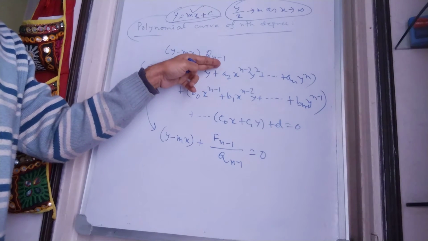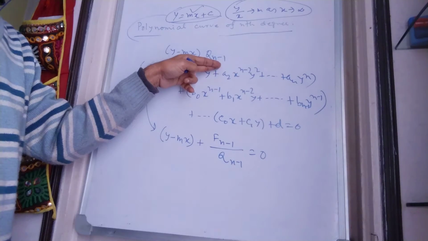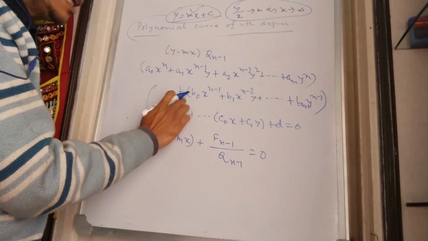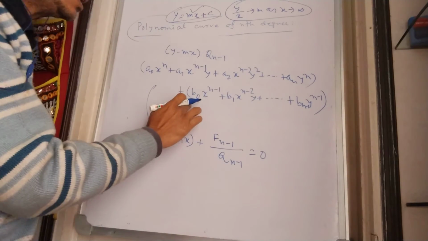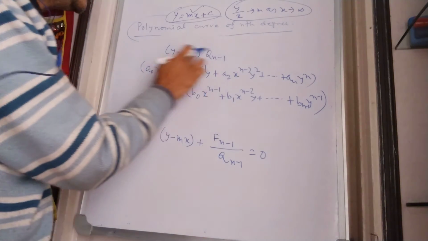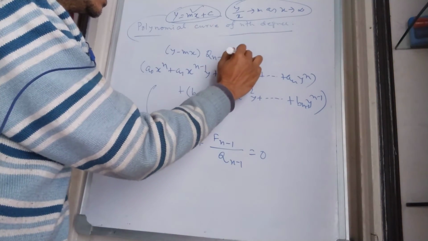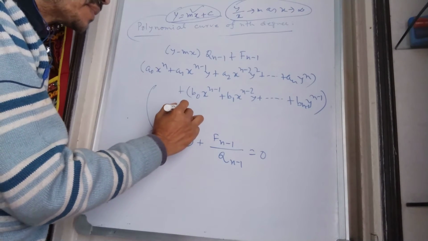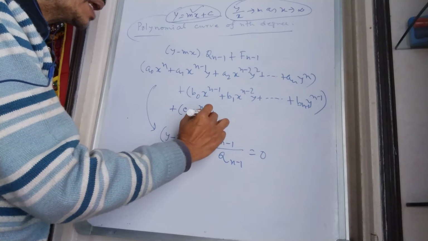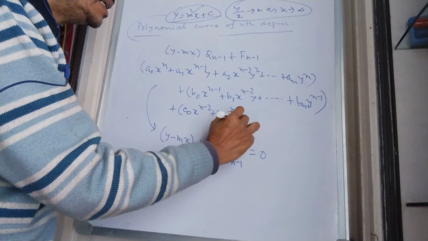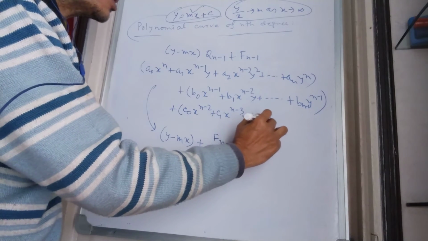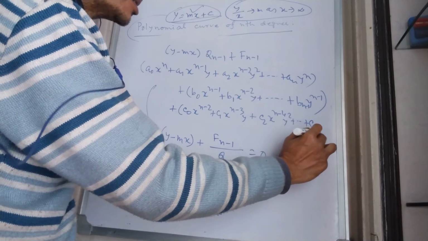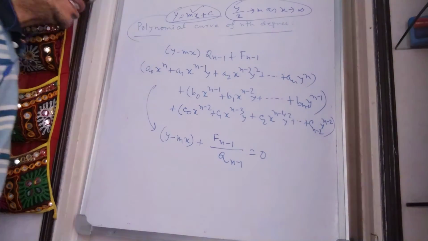So what is left is a term of degree n minus 1, isn't it? And this is also already a term of degree n minus 1. So we replace this with this, and then this with f n minus 1. What is the next term? The next term is, say, c0 x to the power n minus 2 plus c1 x to the power n minus 3 into y plus c2 x to the power n minus 4 y square dot dot dot c n minus 2 y to the power n minus 2. That is the way, no?